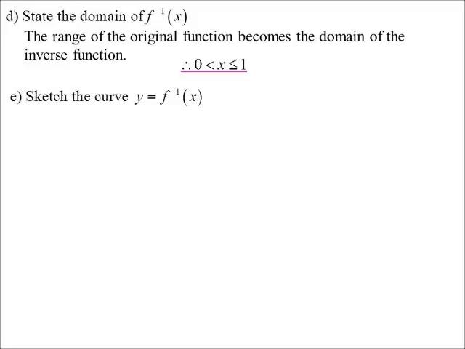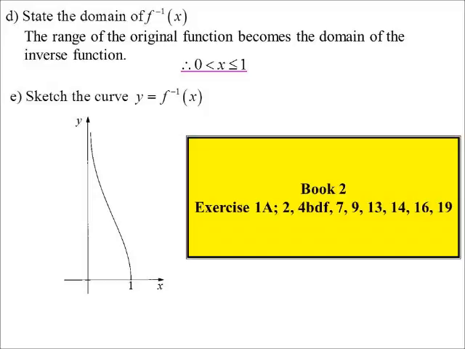Sketch the curve. Ta-da! You like my sketch? I honestly didn't just rotate the original picture. But it should be a reflection in y equals x, basically. The y-intercept became the x-intercept. It was going asymptotic to the x-axis. It's now going asymptotic to the y-axis, etc., etc.